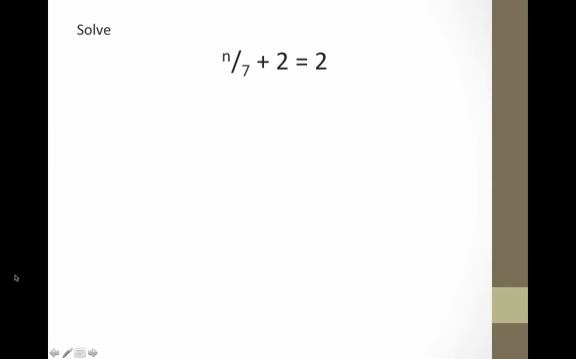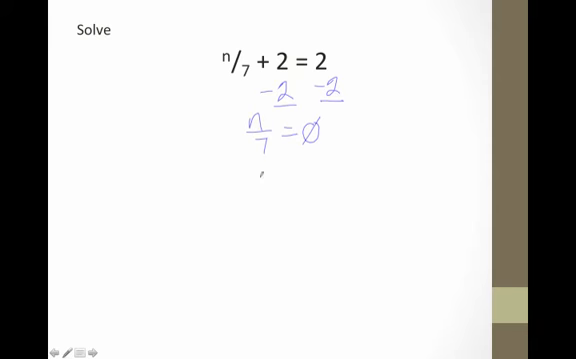Okay. Next one. Definitely you're on your own this time. So stop the video and figure this one out. Minus 2, both sides to isolate the variable. So I've got n over 7 equal to 0. Is that going to be a problem?